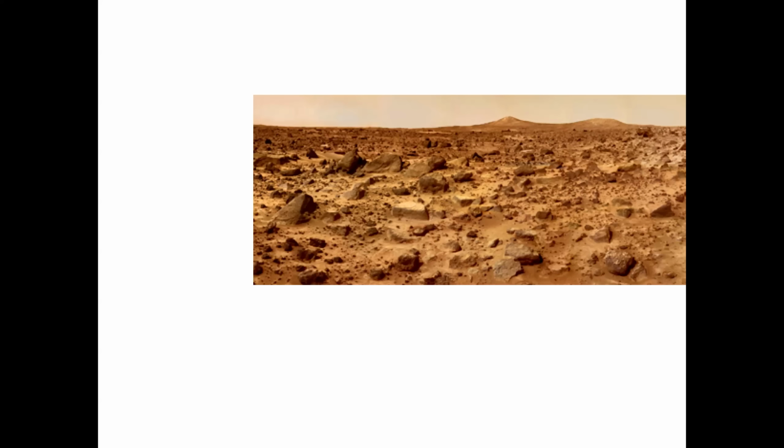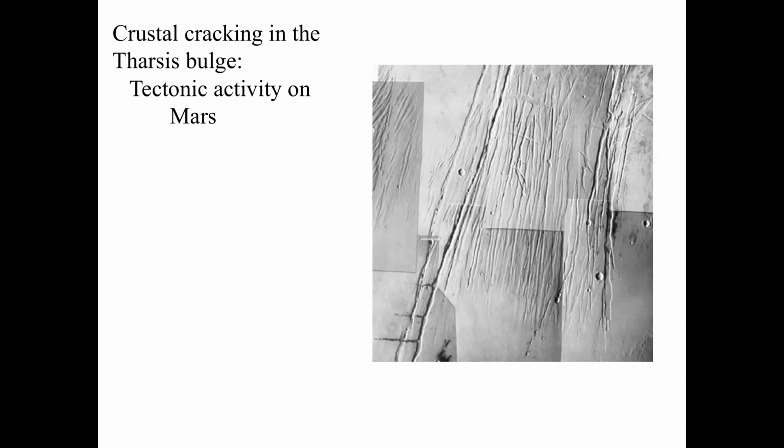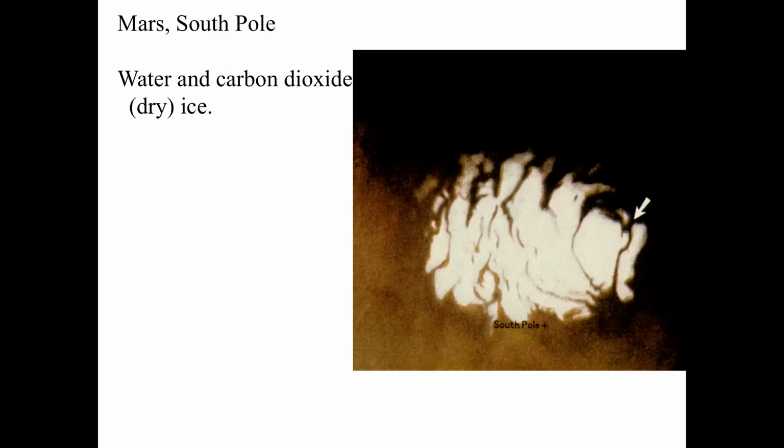I'm going to show you just essentially some aerial photos from orbiters of the Martian surface. So here's another example of crustal cracking showing earlier tectonic activity on Mars, which we think has subsided as the interior of Mars has cooled over the years. This is a picture of the south polar cap, which has both water and carbon dioxide ice in it.